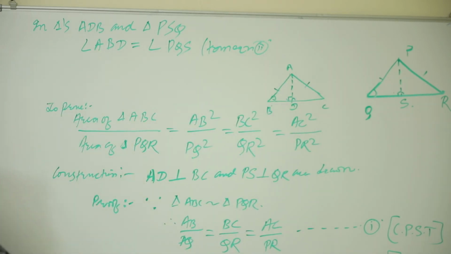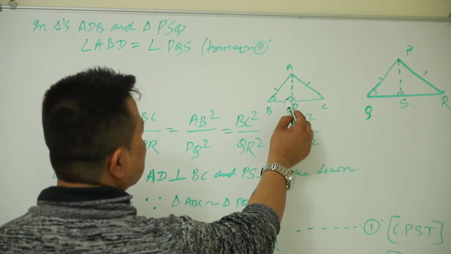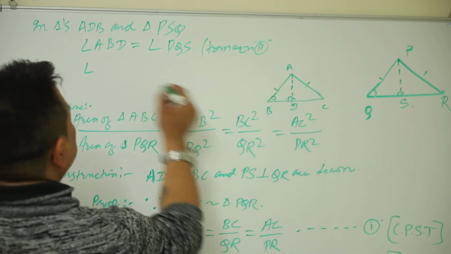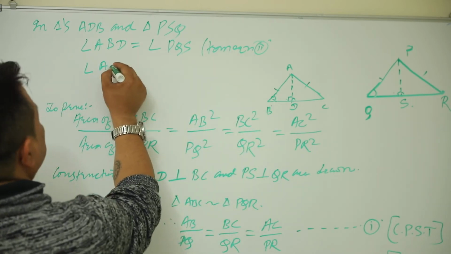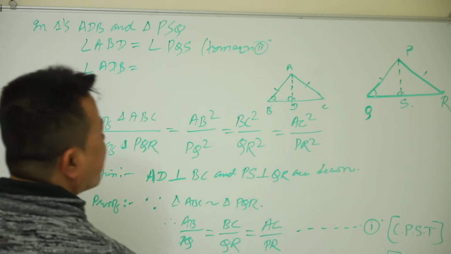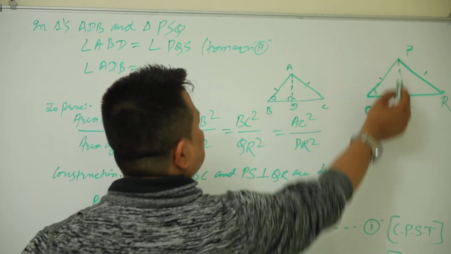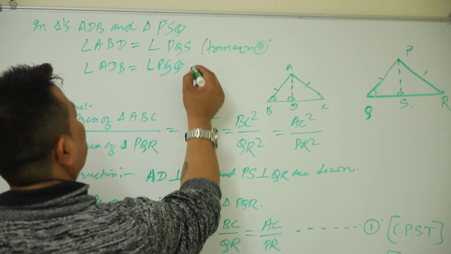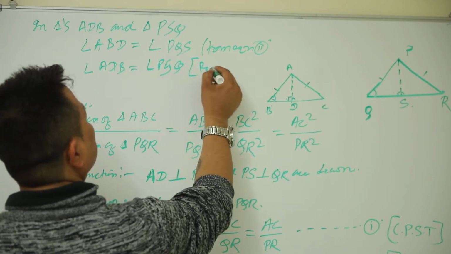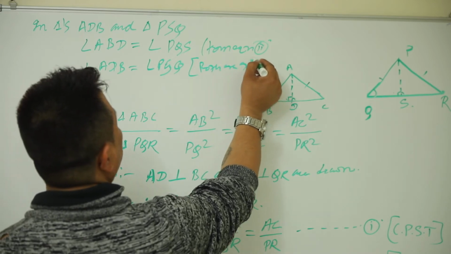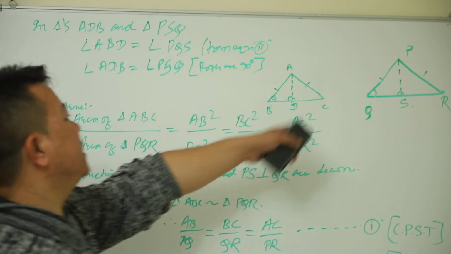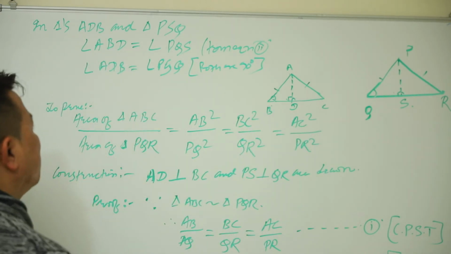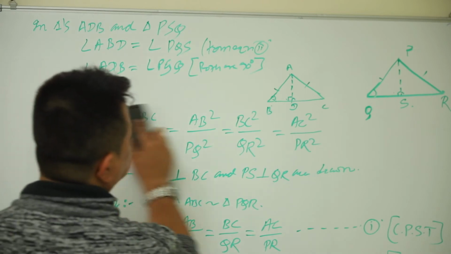Now, from equation 2, another one. In these two triangles, this angle is 90 degrees and this angle is 90 degrees. So you can write angle ADB is equal to angle PSQ. Why are they equal? Both are 90 degrees. And why 90 degrees? I already told you AD and PS are perpendiculars on BC and QR respectively, according to our construction.